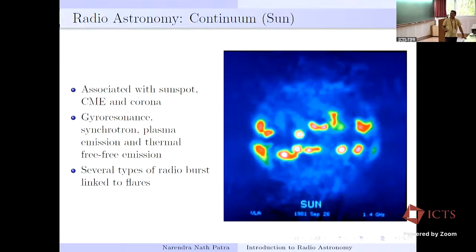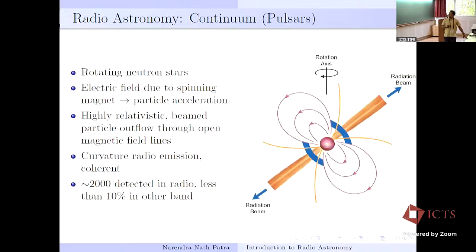If you look at radio wavelengths, this is how the morphology looks, which is very interesting, and this kind of observation is very important in predicting space weather conditions. For example, whether the sun will go through some coronal mass ejection or some other activity, which is very important in terms of protecting our satellites.